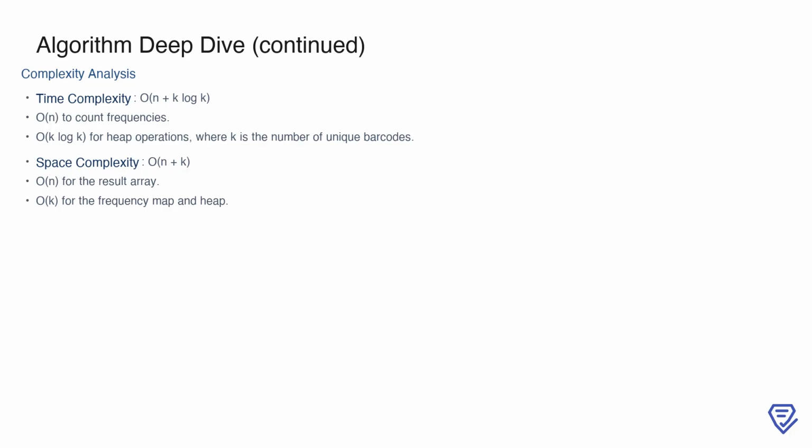For space complexity, we require O(n) for the result array and k for the frequency map and heap, leading to a total space complexity of O(n) plus k. These complexities ensure that the algorithm can handle inputs efficiently, balancing the trade-offs between speed and memory usage.